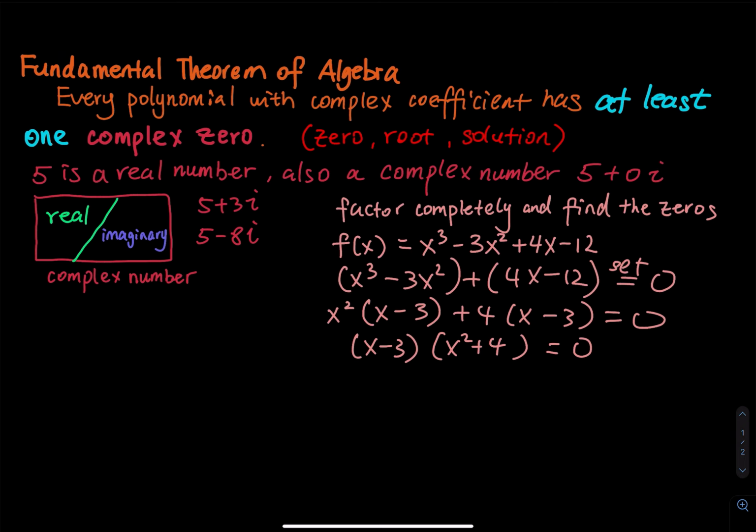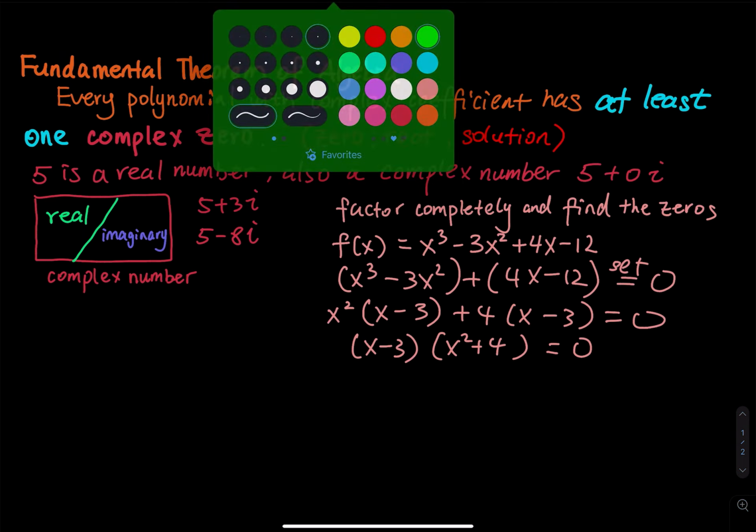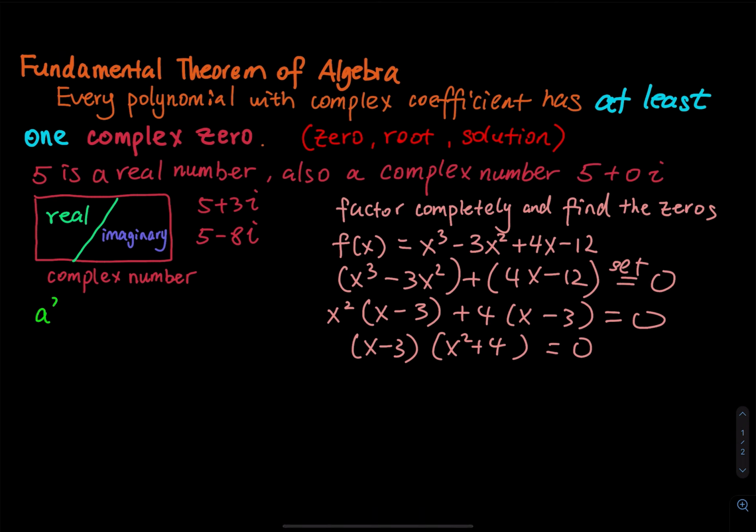All right, so that is what we have to discuss, because when you set that equal to 0, you get complex zeros or complex solutions. Okay, so before we get into that, we want to do a quick review. The quick review is a squared plus b squared cannot be factored.